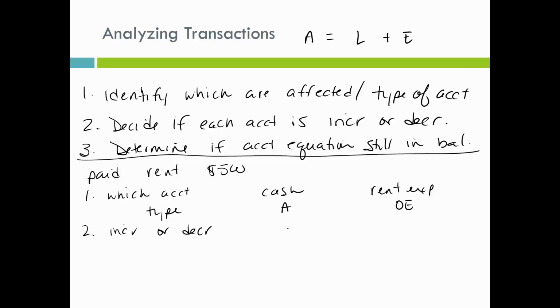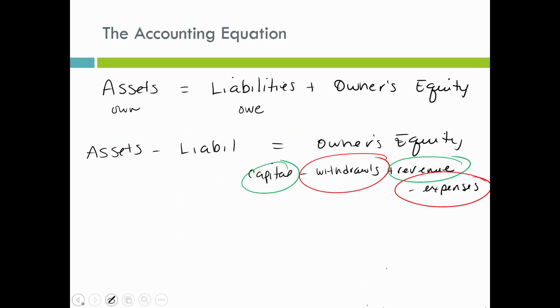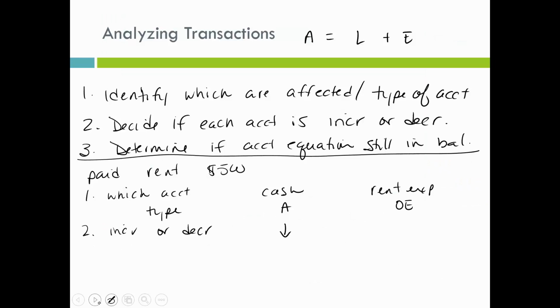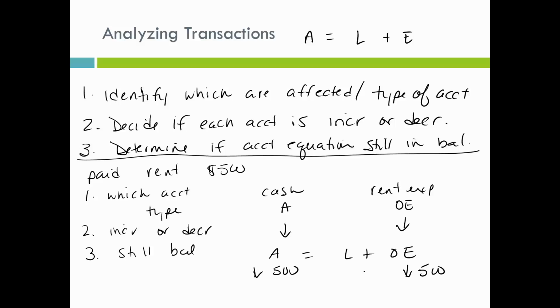So if I paid something, cash is decreasing, that's going down. And if I have an expense, if we go all the way back, we said expenses decrease owner's equity. So owner's equity is going down with this expense. And so the third thing, am I still in balance? So assets equal liabilities plus owner's equity. Assets went down by 500. Owner's equity went down by 500. And liabilities was not affected by this. And so I'm still in balance. So both sides went down by 500.